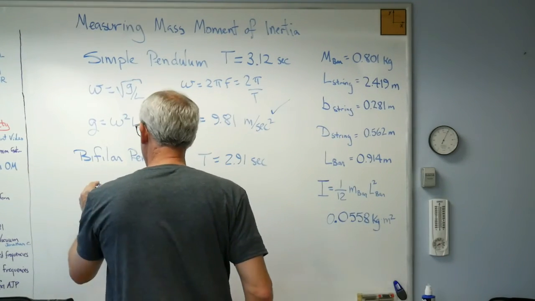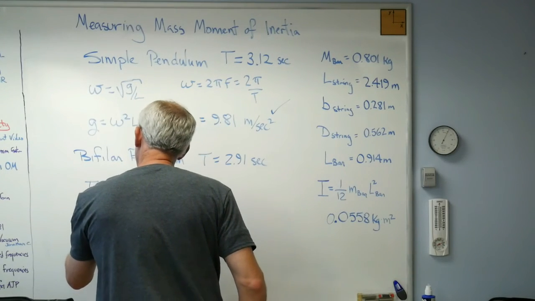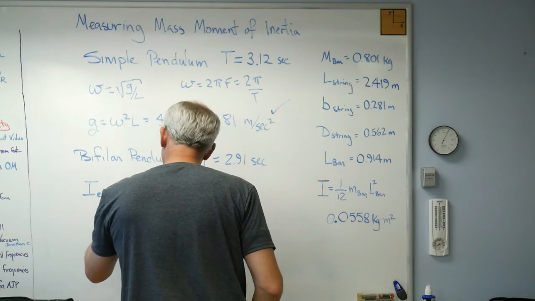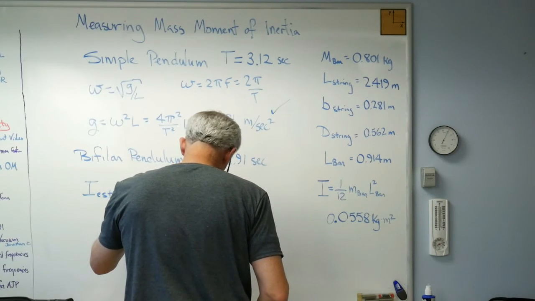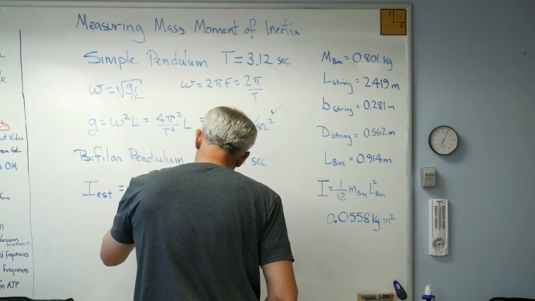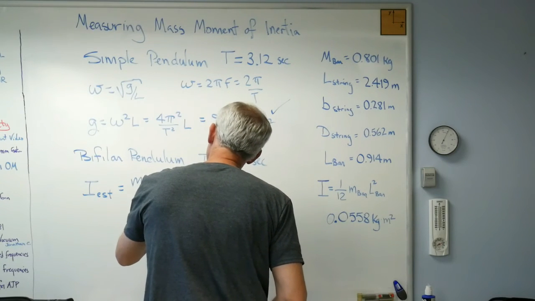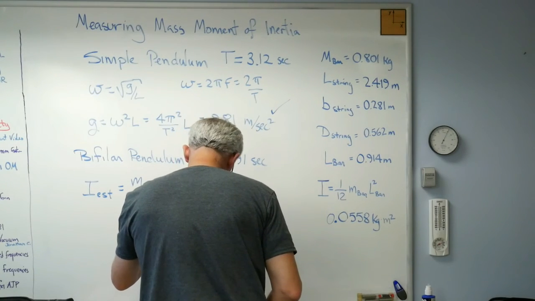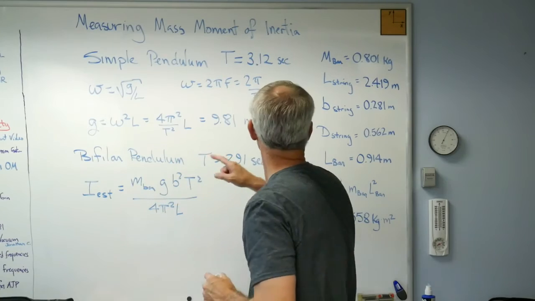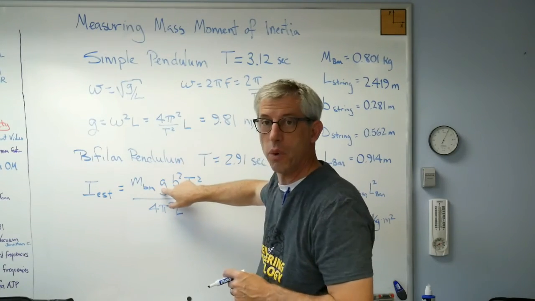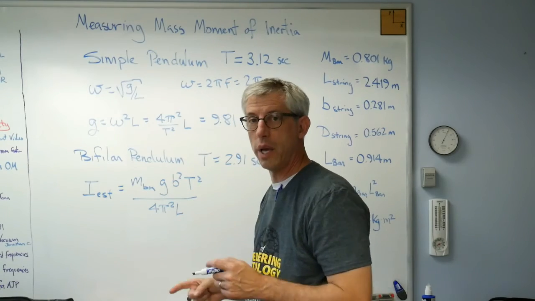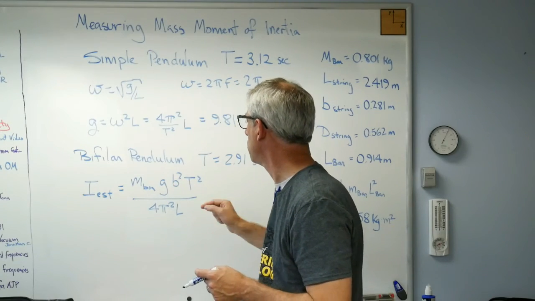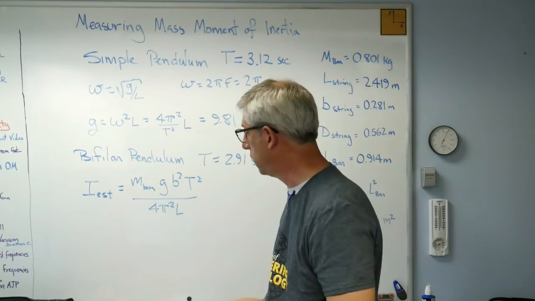Well, the expression, and this is I, I'll put EST there for estimated. This is our estimation of I. It should match that. Okay, it's the mass of the bar times g times B squared T squared over 4 pi squared L. Okay, so I've got that over here. It's 801 grams. g is 9.81 meters per second squared. B is half the distance between the strings. Now again, if you want to put a D in there and use the full distance, that 4 becomes a 16. That's fine. It works too.